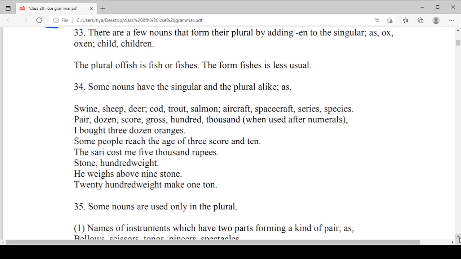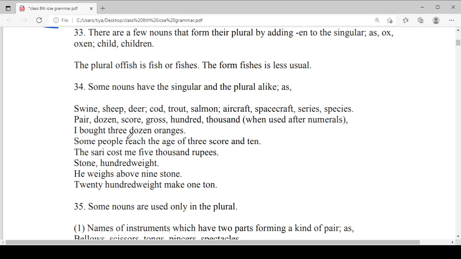Some nouns have the singular and plural alike, such as swine, sheep, deer, cod, trout, salmon, aircraft. So when we want to change the form of these nouns into the plural, we don't need to change anything. The plural form of these is also the same. Swine, sheep, deer, cod, trout, salmon, 100,000.